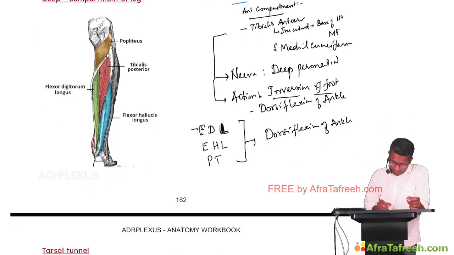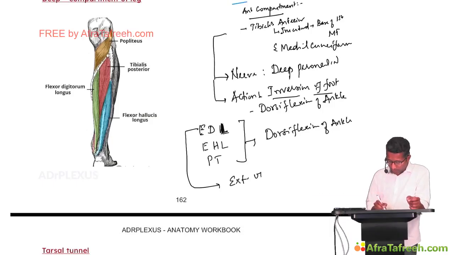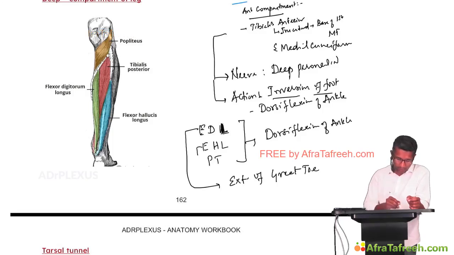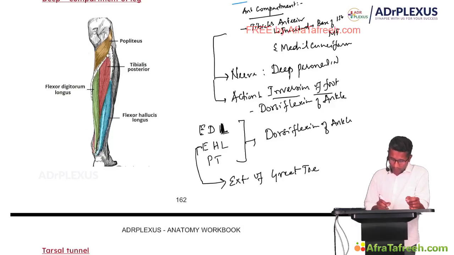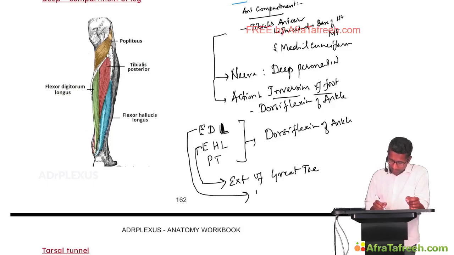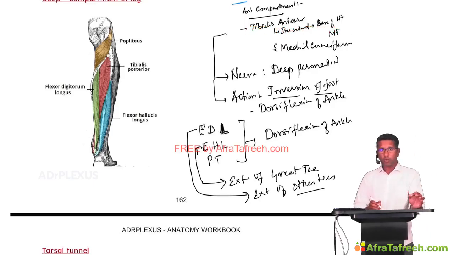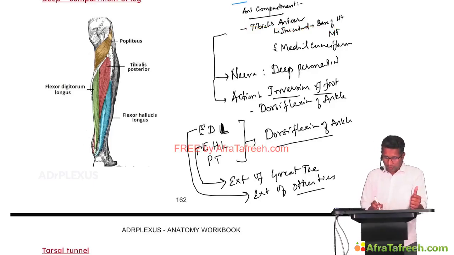Extensor digitorum longus, in addition to that, causes extension of the toes, and the extensor hallucis longus causes extension of the great toe. So they are all primarily extensors, but the main role of these muscles, along with the extension of the toes, is that they also cause dorsiflexion of the ankle.